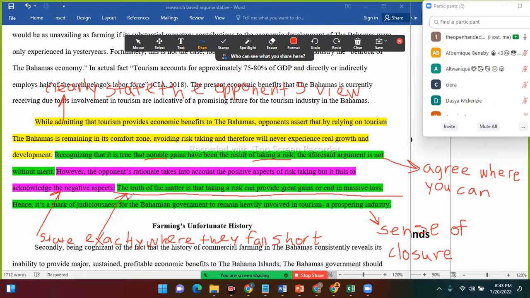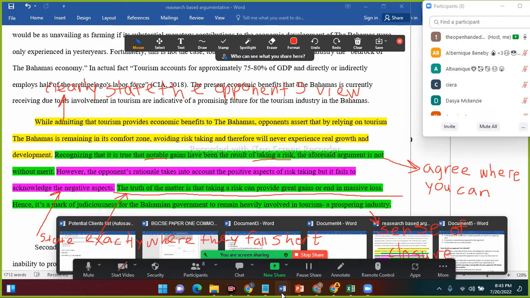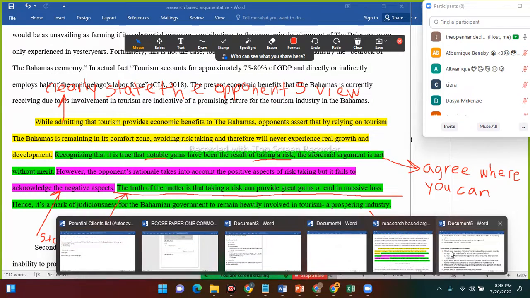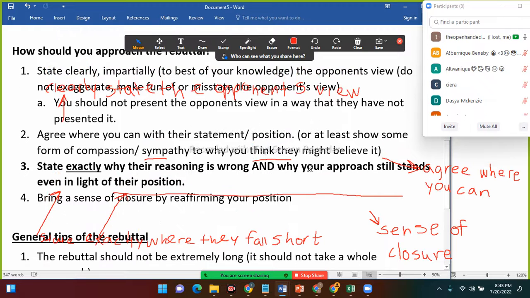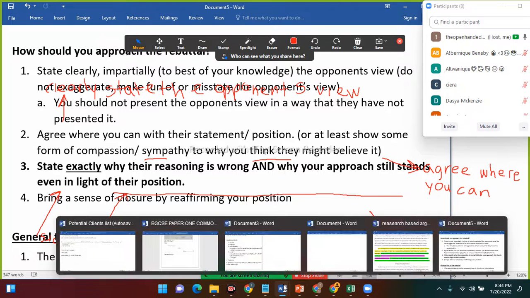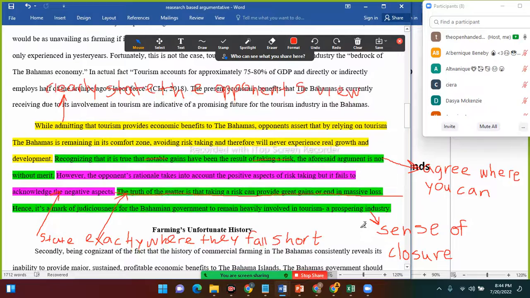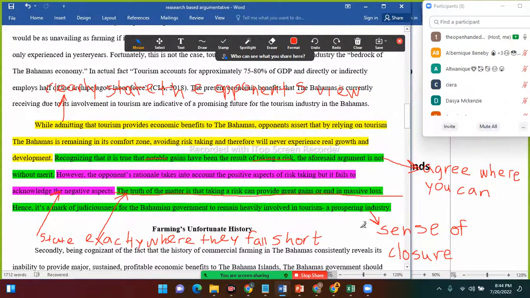But what did I do, especially in the last sentence? And I encourage you to do this. If you look at the notes, what did we say we should do? We should talk about why our approach still stands in light of their position. So that's important. So notice what I did here. I'm showing them why my approach still stands.